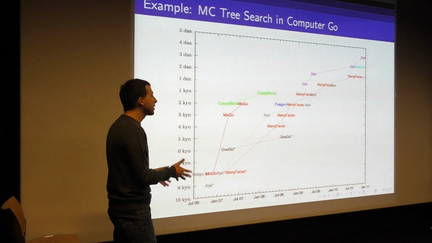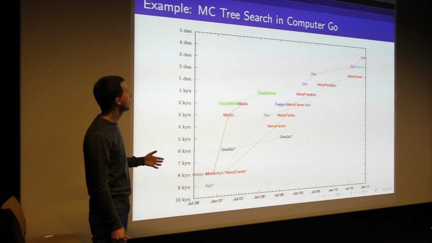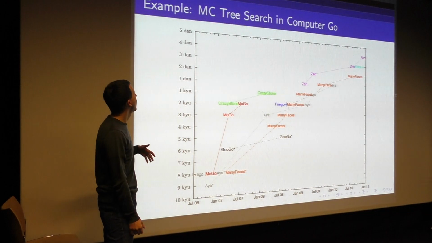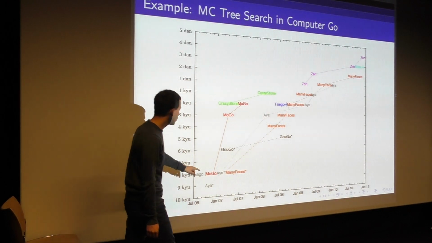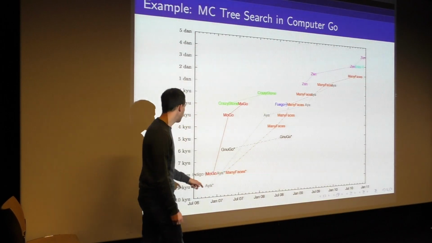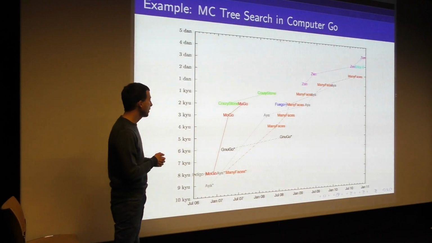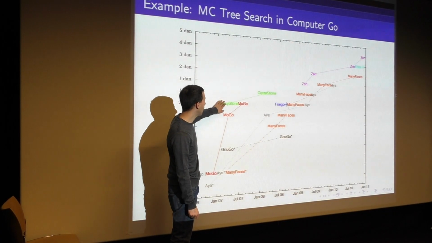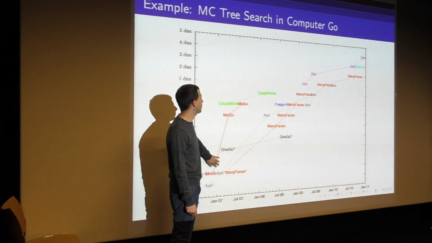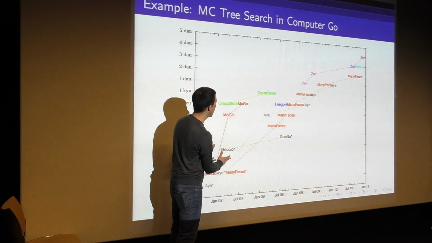Just to go back to the Go example, how does this work? This is a plot of how strong Go programs have become over time. And what we see is that these asterisk programs down here were the state of the art before these Monte Carlo search algorithms came around. And then the first Monte Carlo search programs, Mogo and Crazy Stone, came along and made these big leaps forward in performance that very quickly overtook.